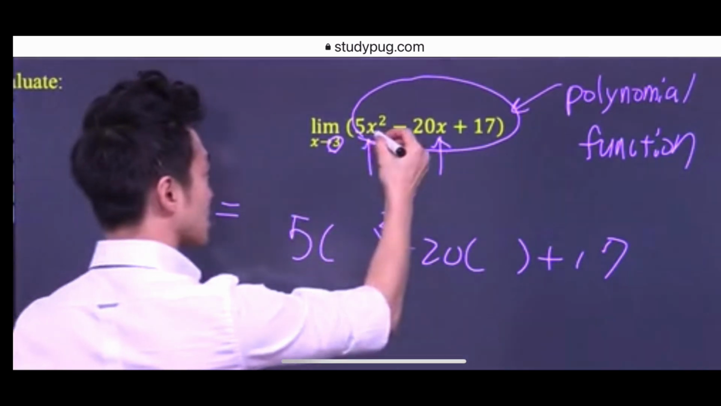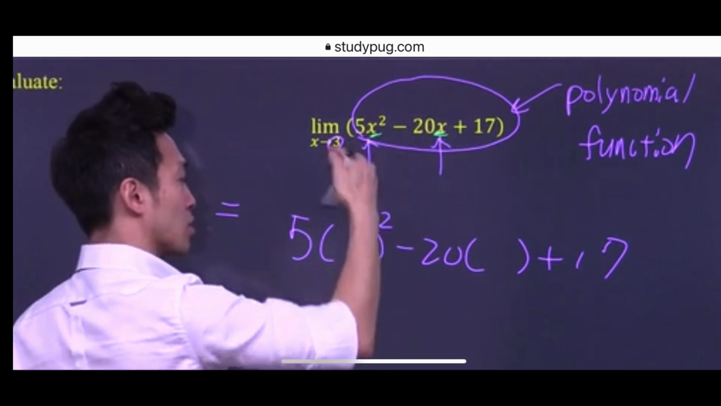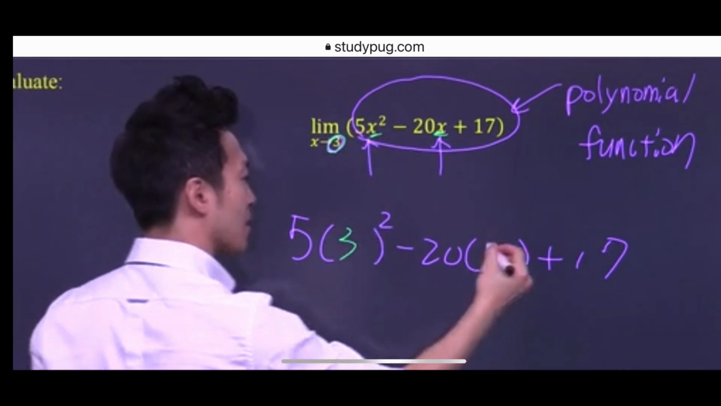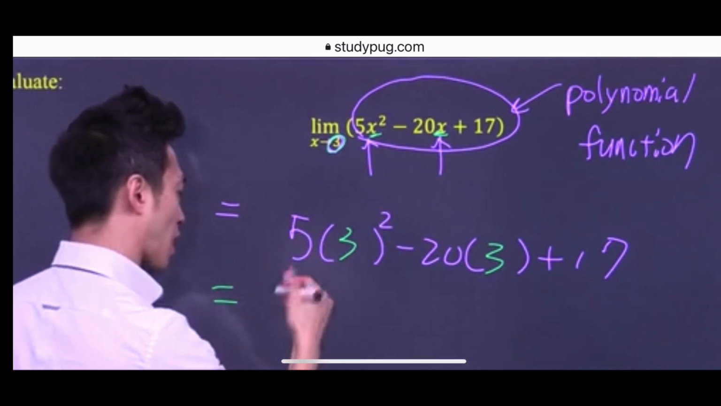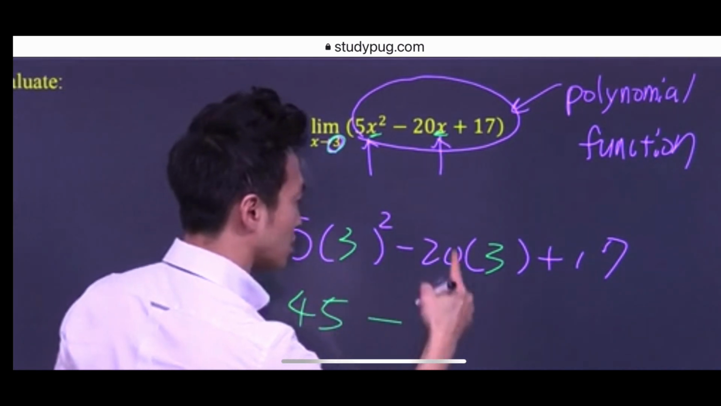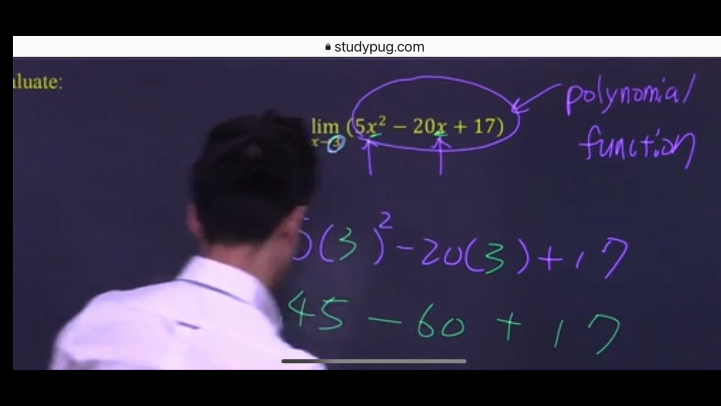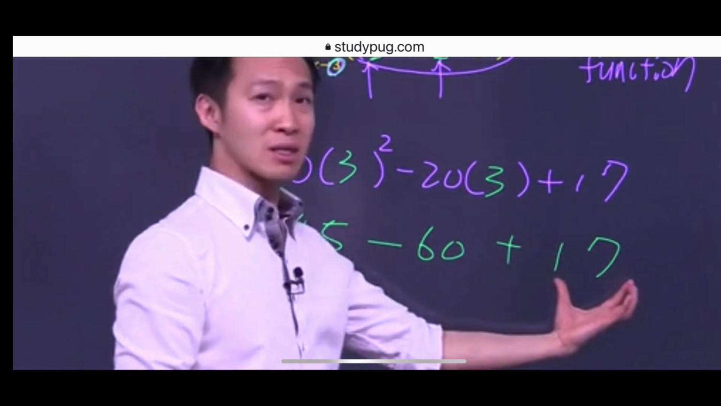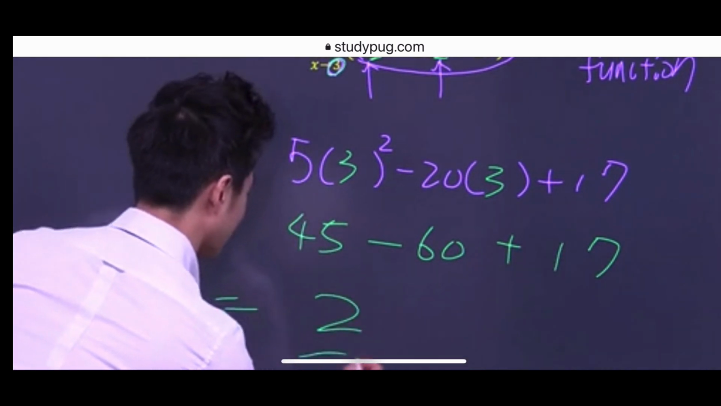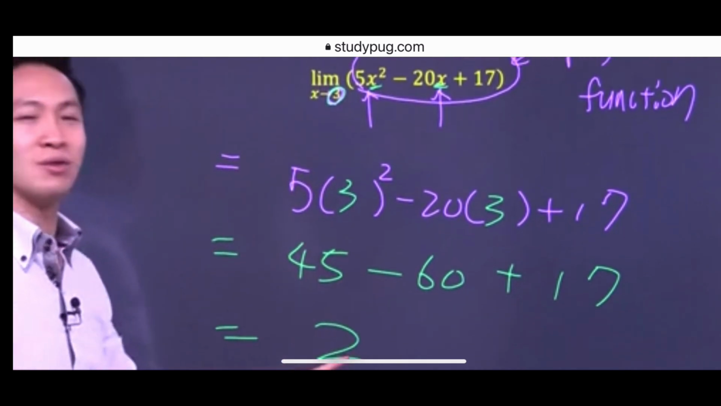For all the x's in the function, we're going to directly substitute them with the value 3. So here we have 3 squared is 9. 9 times 5 is 45. Minus 20 times 3, that's 60. Plus 17. So 45 minus 60 is negative 15. Plus 17, we get 2. So the limit of this function as x approaches 3 is equal to 2.